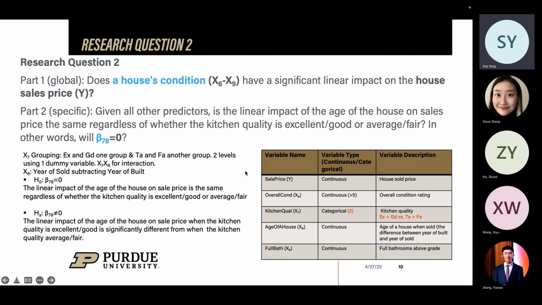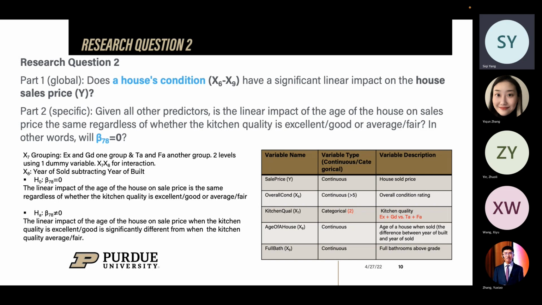So in the second question, sale price, X6 overall condition rating, X7 kitchen quality, X8 age of house, and X9 bathrooms above ground were included, of which kitchen quality was considered a categorical variable in which excellent or good were categorized as type 1, and average or fair were categorized as type 0, and all others were considered continuous. Additionally, the age of house is retained by year sold subtracting year built.